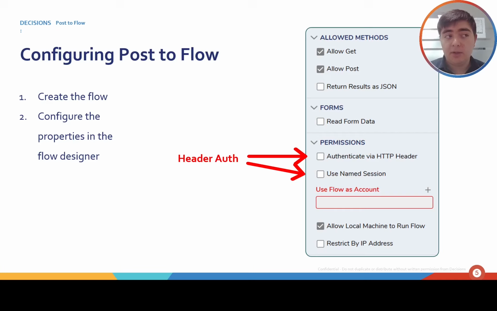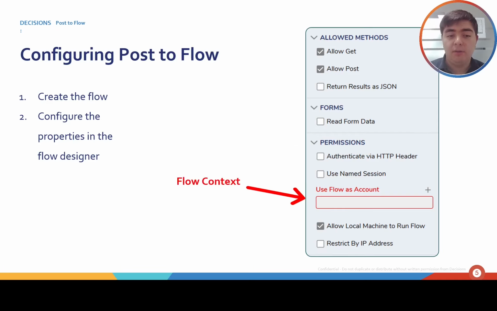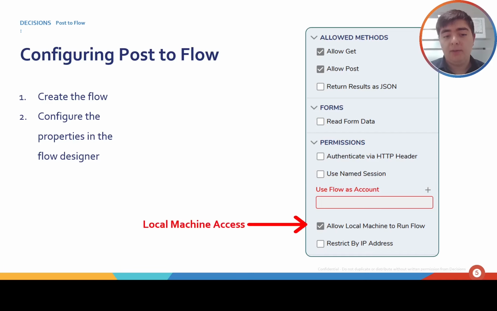Use Named Session is going to be referring to whether or not you want to use a named session to run this or use a flow as an account. So here, if you just click the little plus button you see there, you will get to specify the account that this flow is running as. If you check the named session box, you can run it as a named session. Below that, you have Allow Local Machine to Run Flow. This is pretty self-explanatory. It allows this flow to be executed from the local machine.